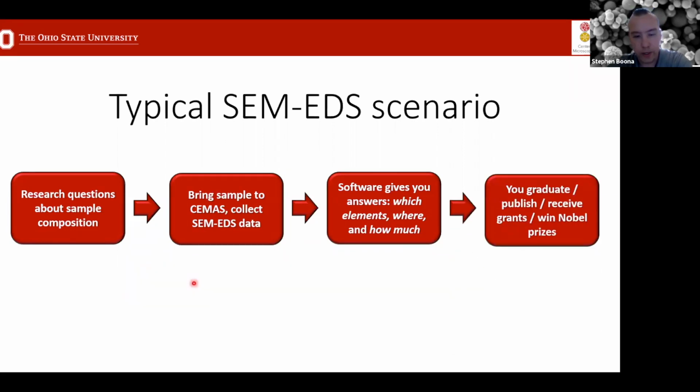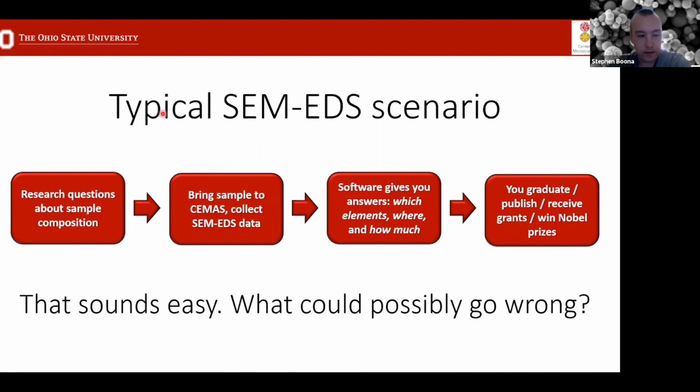So you take that information, you put it in your dissertation, you graduate, you publish papers, you get grants, and you win Nobel Prizes. So everything is great. It all sounds very easy, and it is pretty easy. So why would that possibly not be as straightforward as it seems?